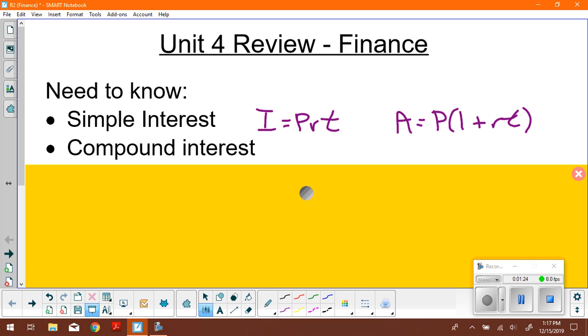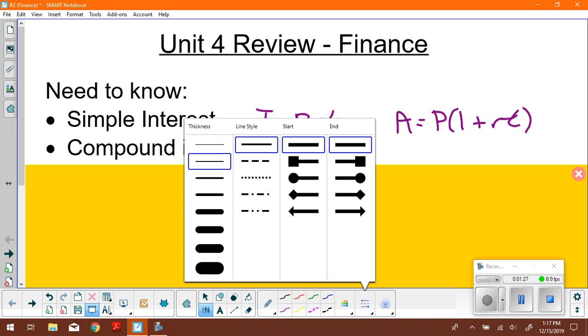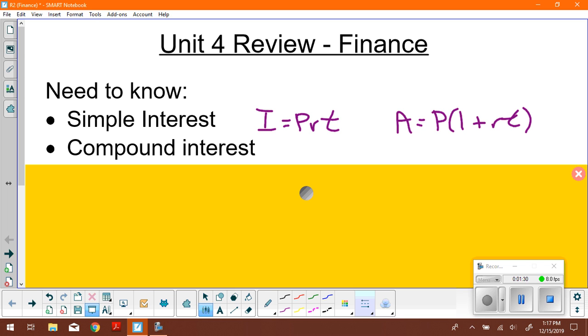For compound interest, the formula is slightly different because in compound interest, interest is deposited at regular intervals. So you earn interest for a while, it gets deposited, and now you start earning interest on the new balance. It means you get to earn interest on interest, and it grows faster than simple interest does. Its formula is A equals P(1 plus I) to the N. P is still principal, I is the interest rate per compounding period, and N is the total number of compounds.